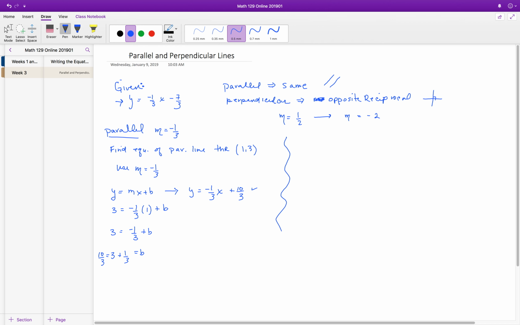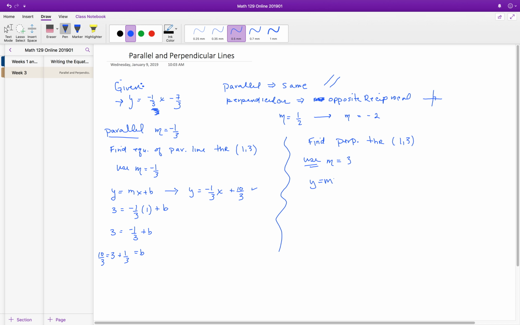Now, if I'm looking for a perpendicular, if the directions say find a perpendicular to the same given line, it will give you a point. Let's just use the same point. We can do it the same way, except we're going to use the slope, since it's perpendicular, the negative reciprocal to the given slope. Since the given slope is negative 1/3, we're going to change the sign so it'll be positive and flip it so it'll be a positive 3. And then go through that same process.